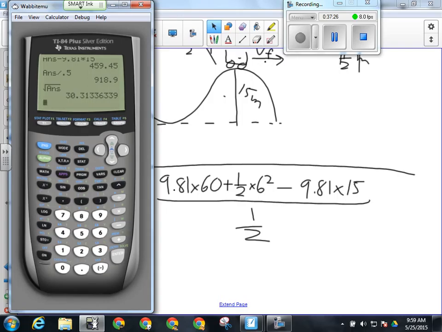Now, I'm not always going to ask for VF. I might ask for one of the heights, initial or final. It's really not a whole lot different. You just got to isolate one of the heights. But in the end, they all work pretty much the same.